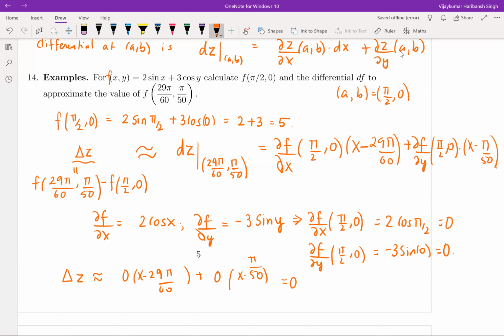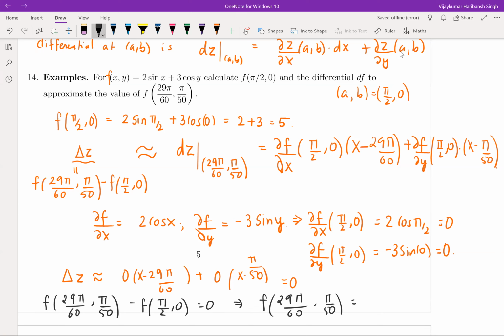And this means what? This means the linear approximation change for f(29pi/60, pi/50) is 0, and this leads us to f(29pi/60, pi/50) equal to f(pi/2, 0), which was 5. So this is a linear approximation for this.